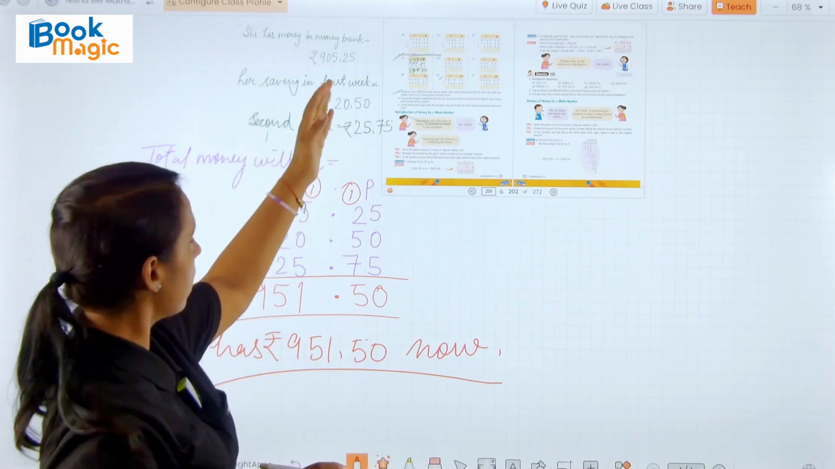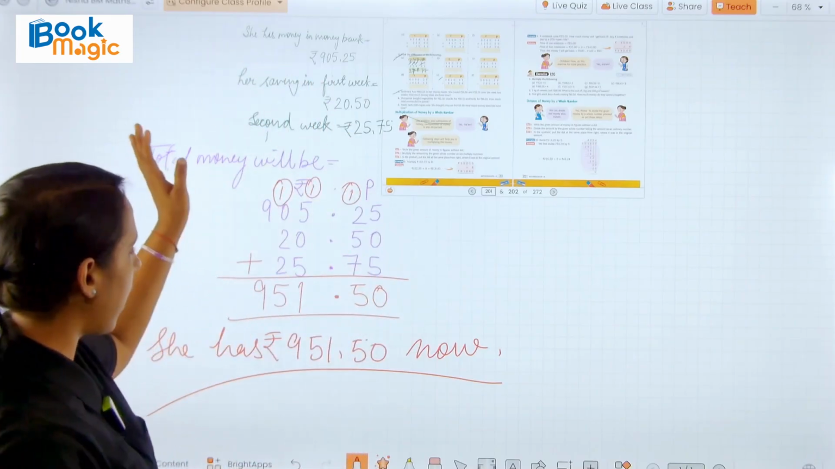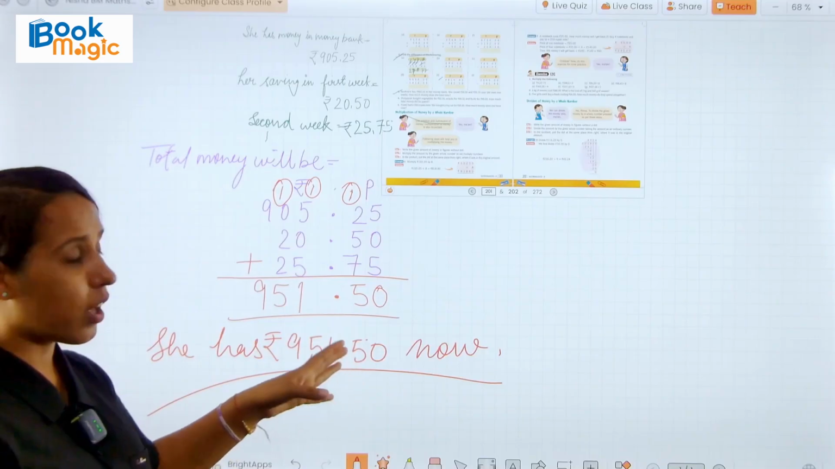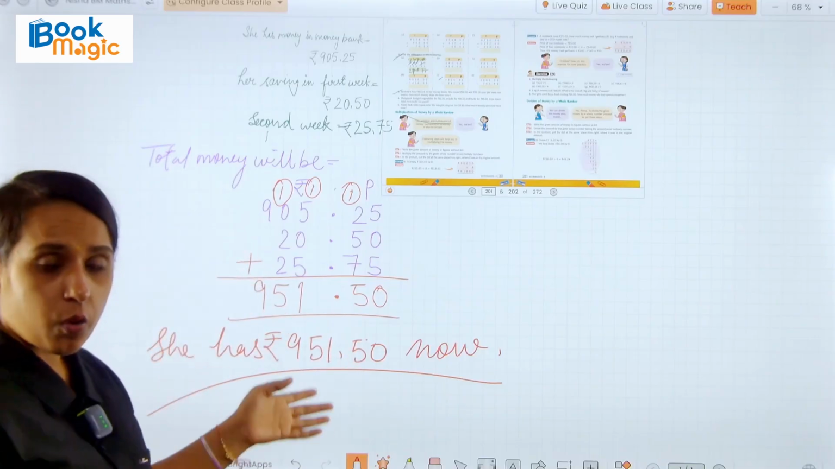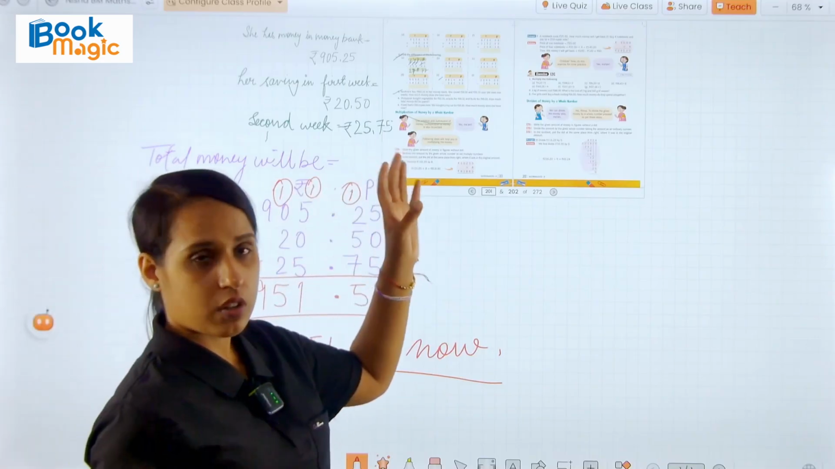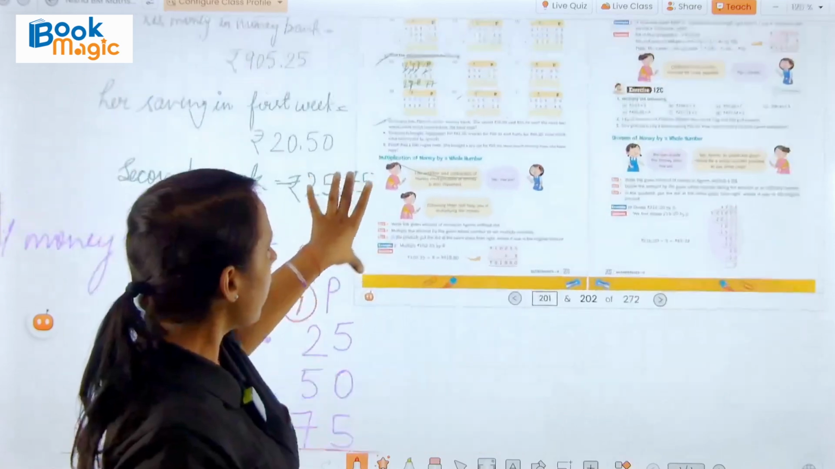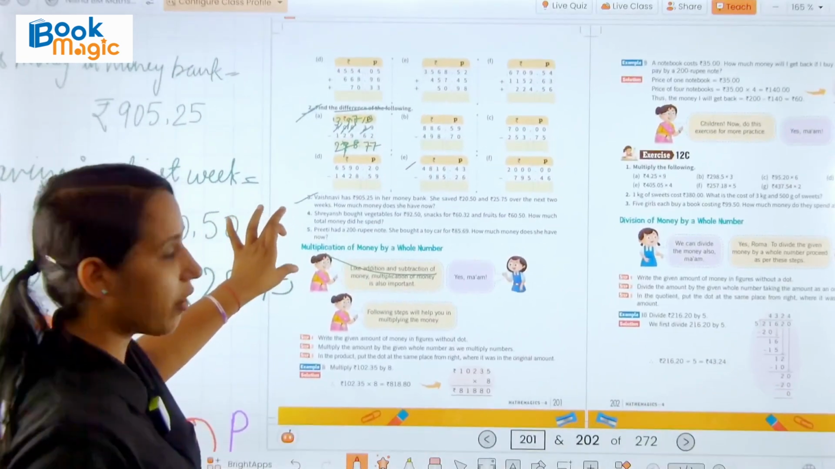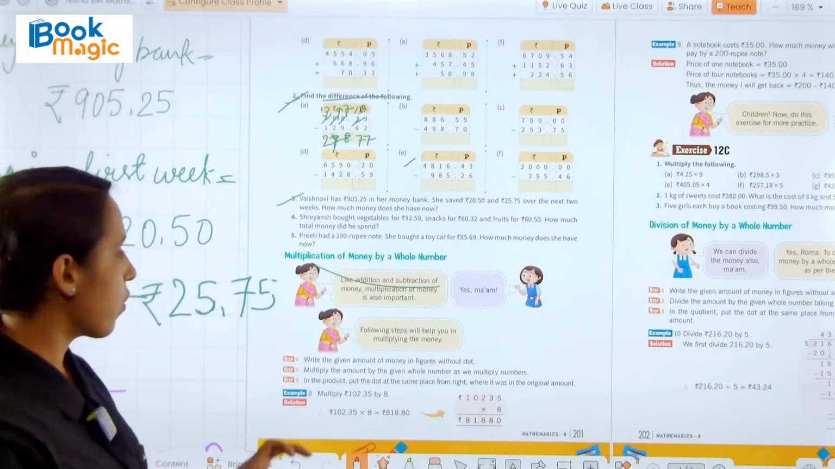Okay, in this manner we can also solve word problems. First we arrange the statement, after that we arrange the amount in columns and we will add or subtract as per the given question. Okay, so here we have question number 4 and 5 also that you will try by yourself. Okay.